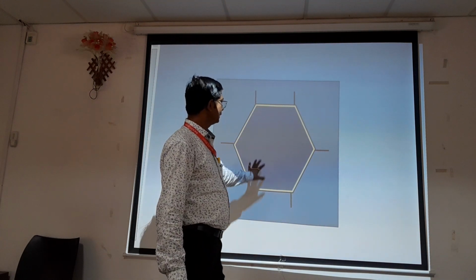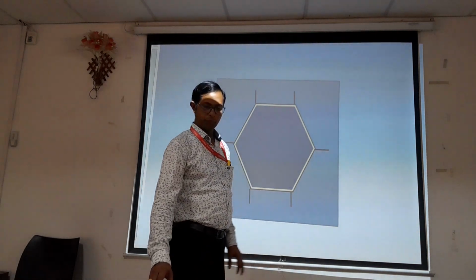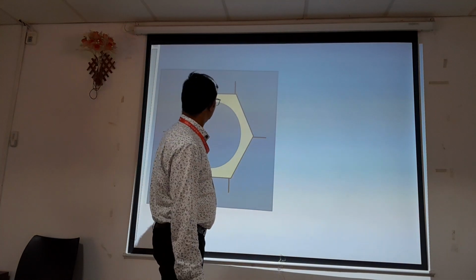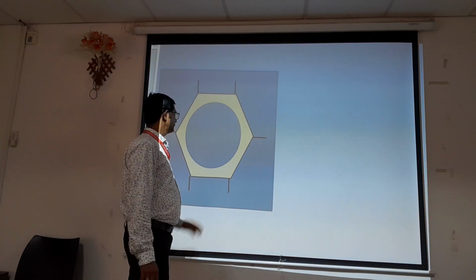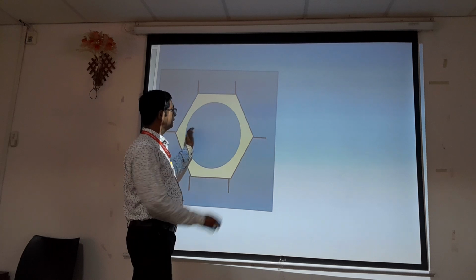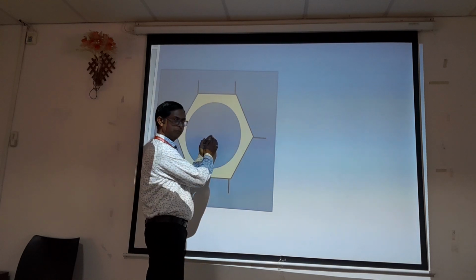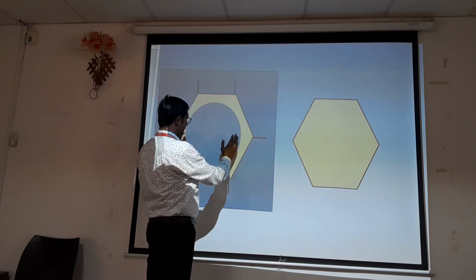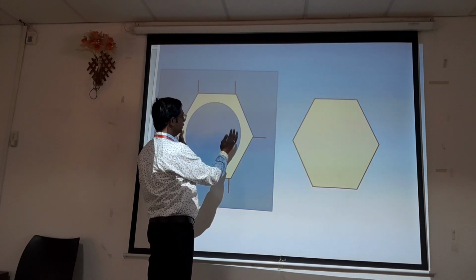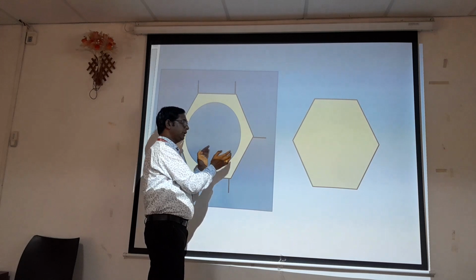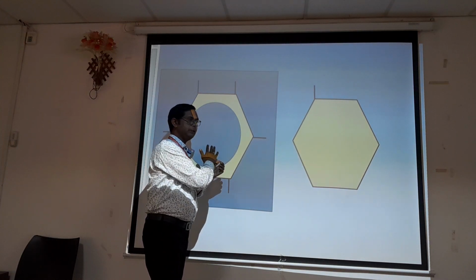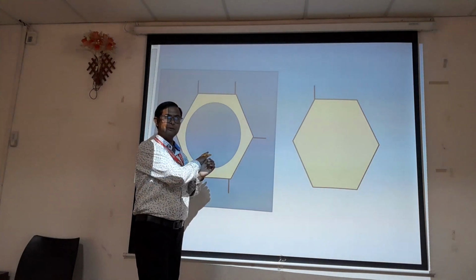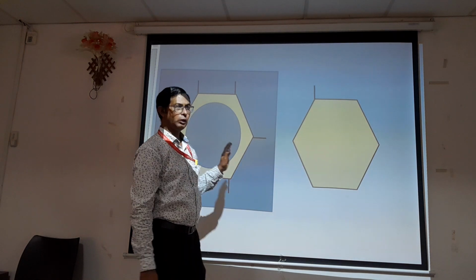Now what happens? Again, this is nothing but the cytoplasm. During plasmolysis, the cytoplasm starts to shrink. Here you can see this cytoplasm is there, and it has started to shrink. So it becomes shrunken, and later on this cell is known as a plasmolyzed cell.